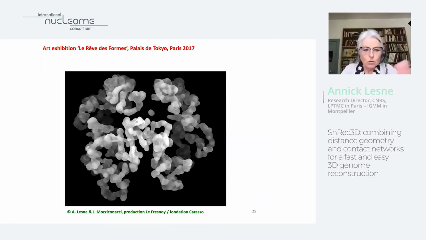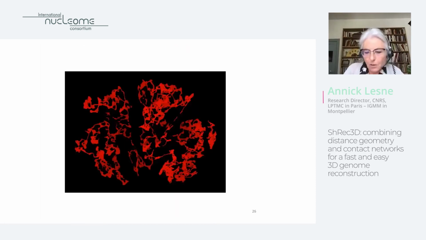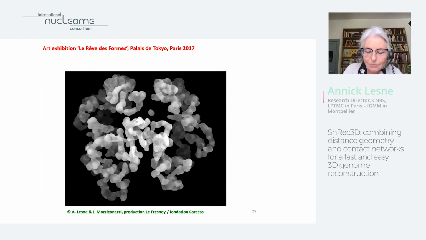You can also make a nice picture. For instance, this one has been shown in an art exhibition. And I take this opportunity to remind that it is only a representation, a reconstruction. It is not a photograph. For instance, with a different setting, you can obtain something like that. So it's not at all a photograph of the genome. It's not imaging, it's reconstruction, mathematical reconstruction.